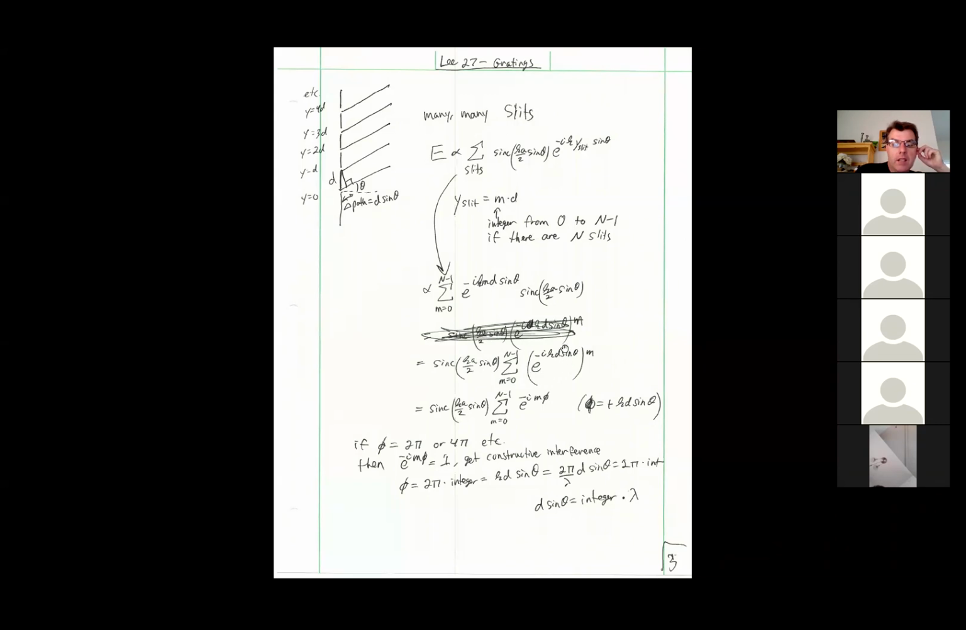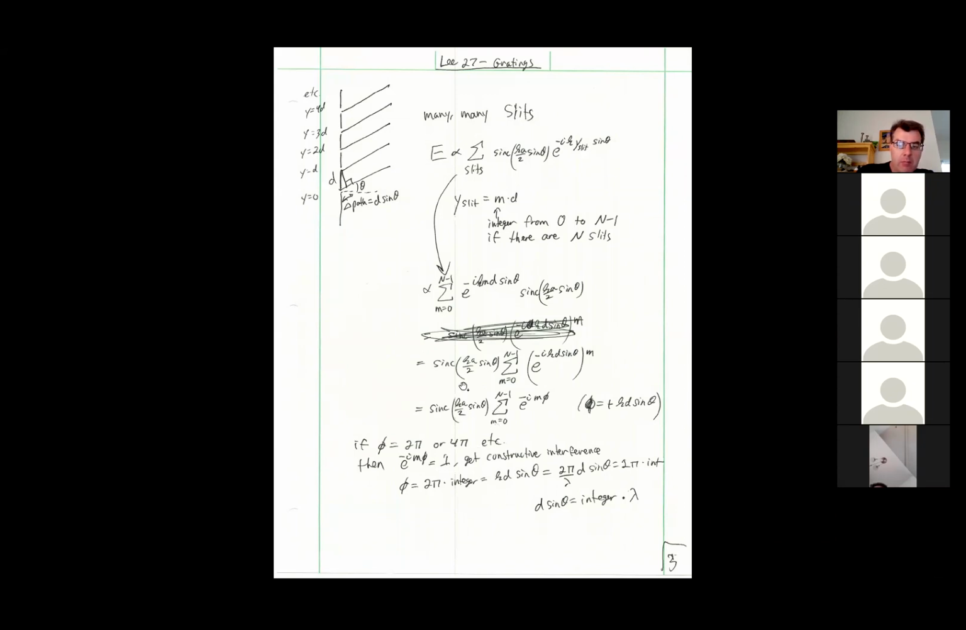And e to the i m something is the same as e to the i something raised to the m power. And we're going to say that phi is k d sine theta. So we've got e to the minus i m phi, summed from m equals 0 to n minus 1. And this is why I had you do that homework assignment, adding up a whole bunch of complex numbers.